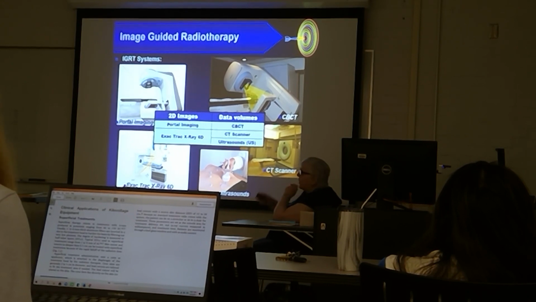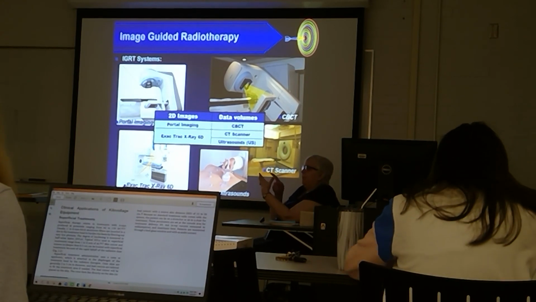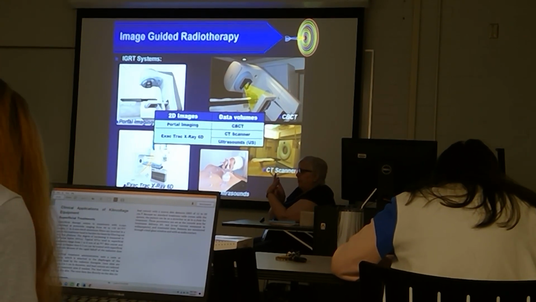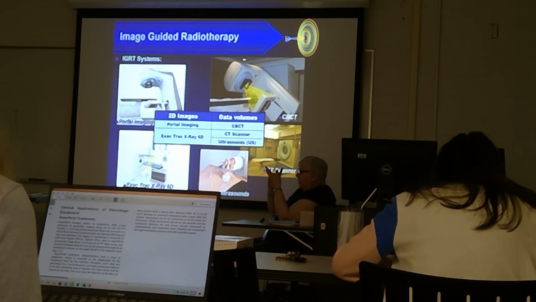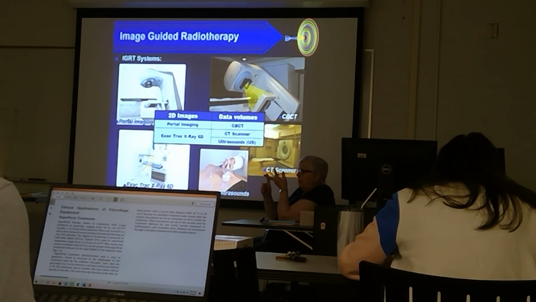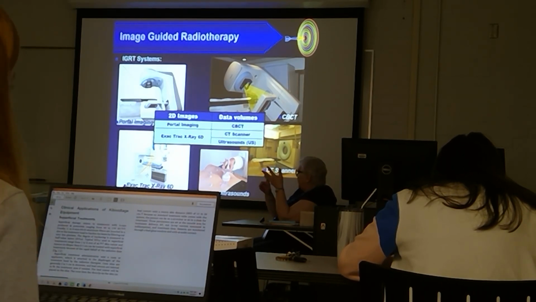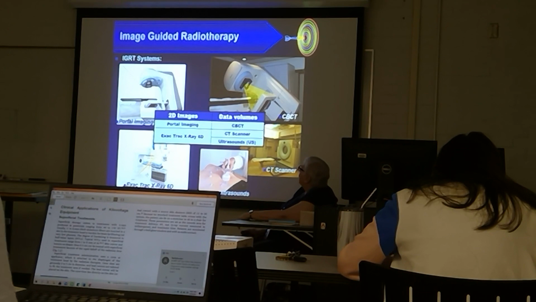So basically, IGRT systems include MV imager, KV imager, cone beam CT, ExacTrac or something similar, and ultrasound. Those are the 5 IGRT systems.